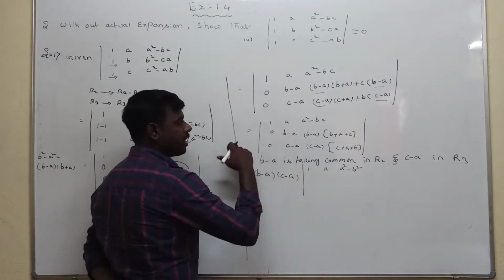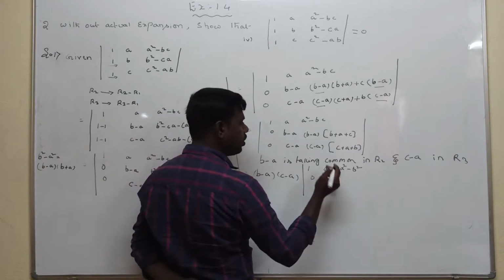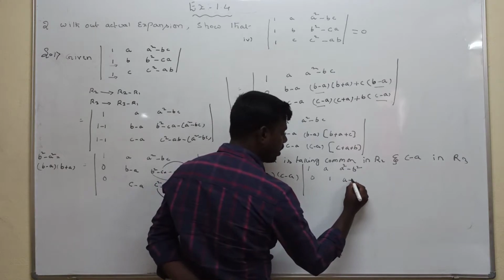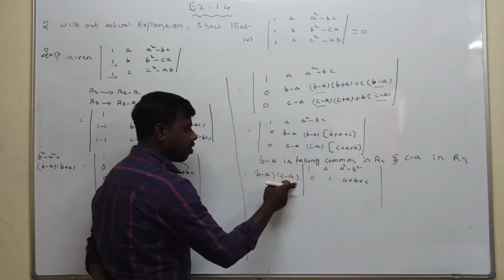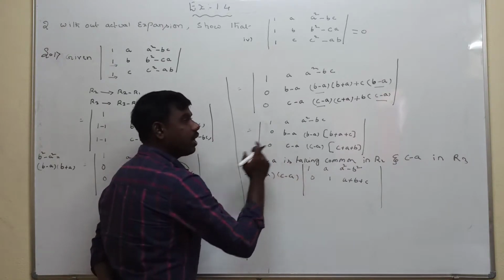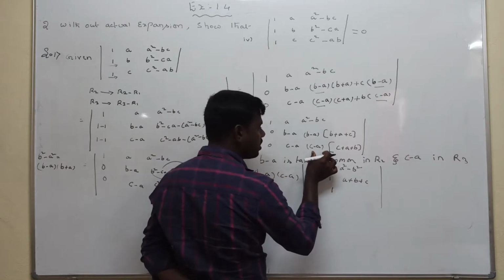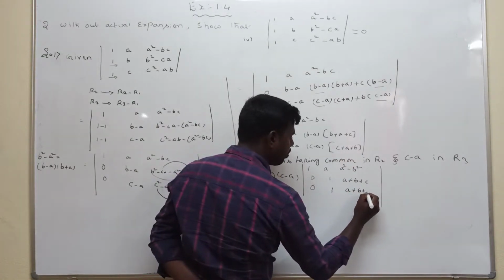Second, we are taking b minus a common. What is the left of the element here? Only 1 0 1. We are taking b minus a common. Left of the element is b plus a plus c, or a plus b plus c. Next, we are taking c minus a common outside. What is the left of the element here? 1 is the left of the element, 0 1. C minus a we are taking common. Left of the element is a plus b plus c.